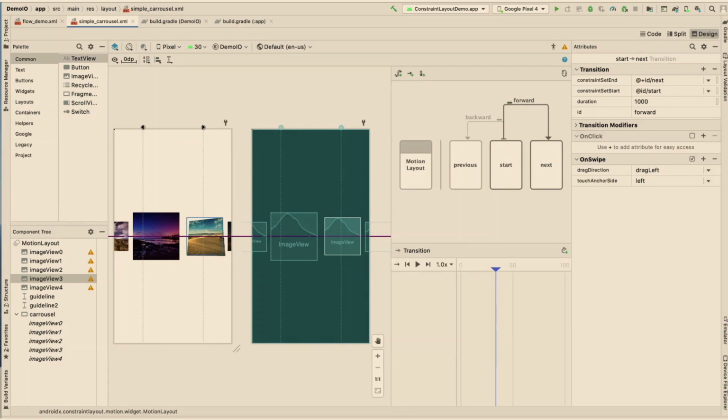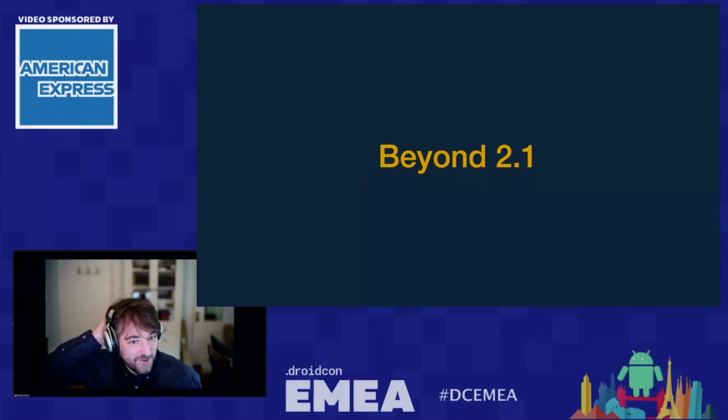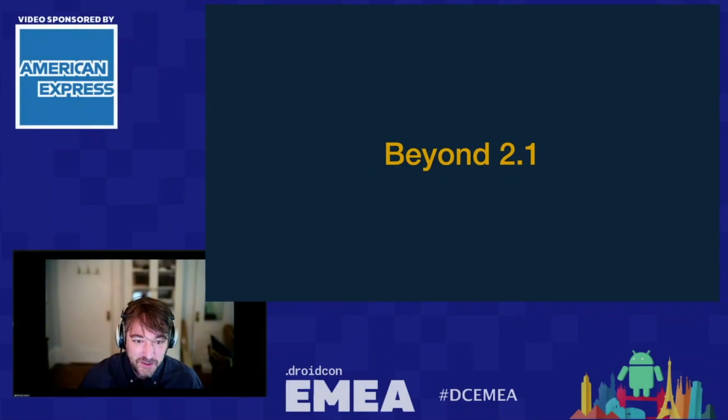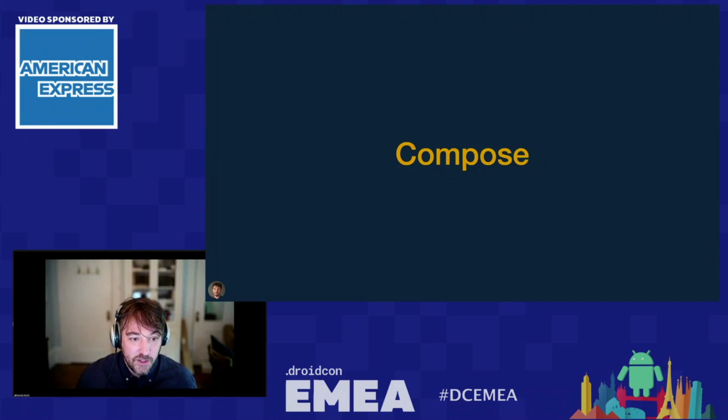Let's recap a little bit. And beyond 2.1, yes, I need to cover that very quickly because we are running out of time. Next. So obviously the big question is about Compose. What are we going to do for Compose?